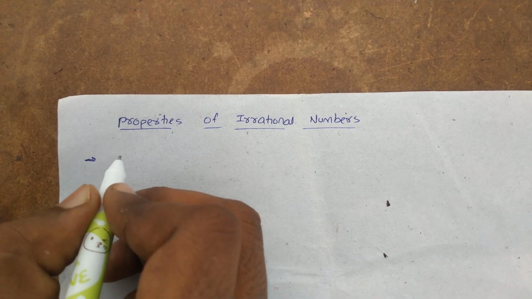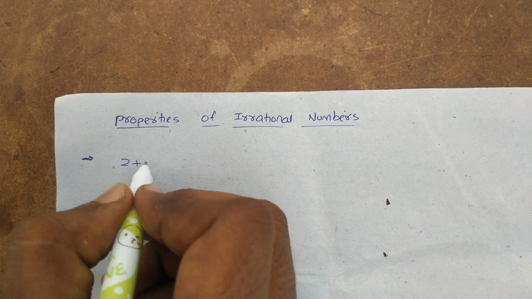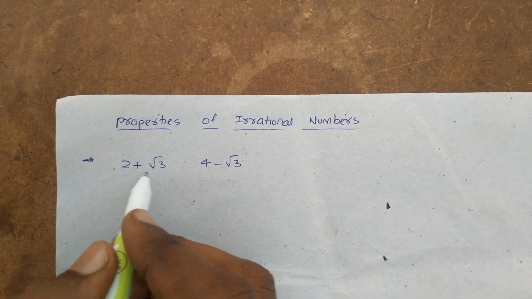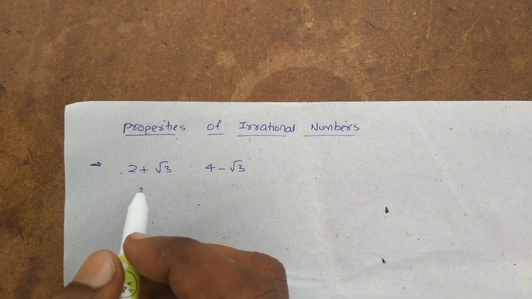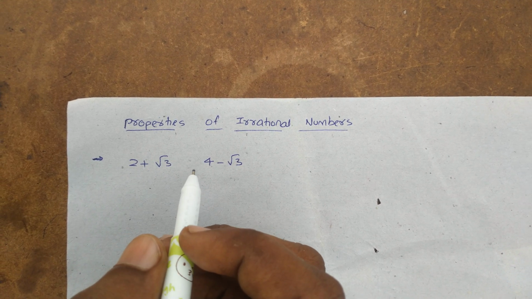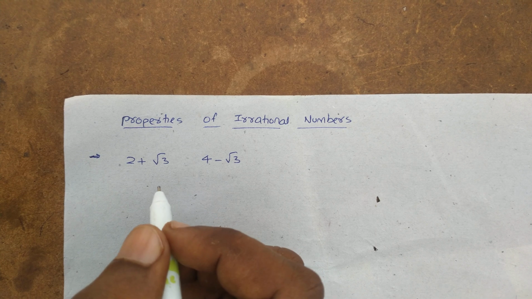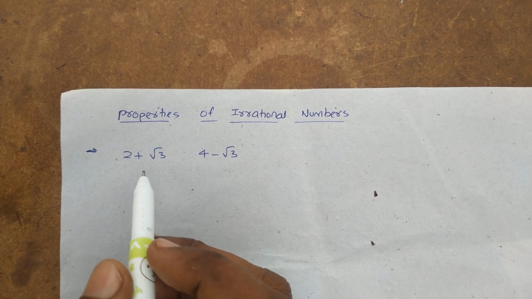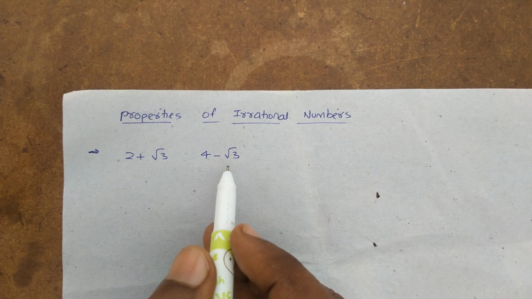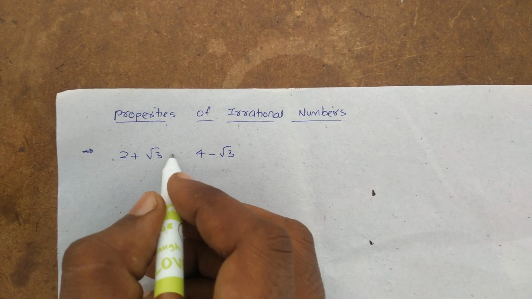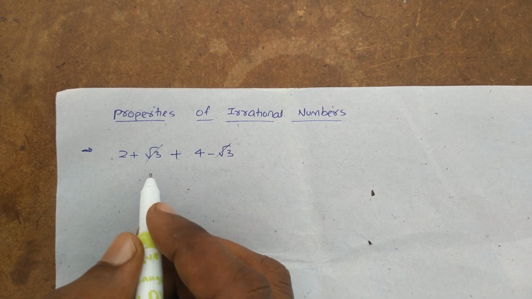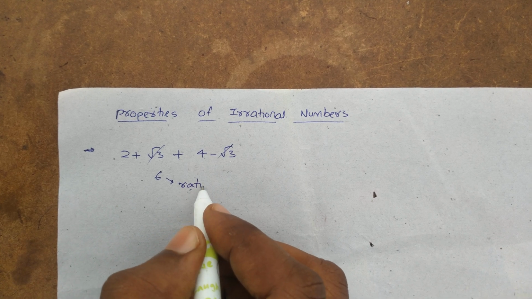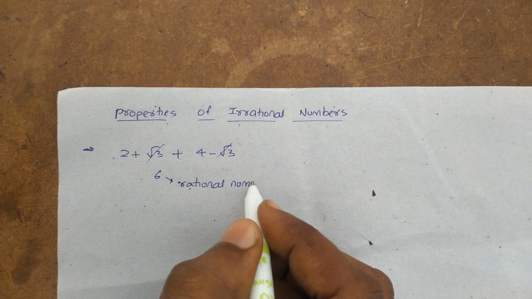You can see, I have taken one example, 2 plus root 3 and 4 minus root 3. 2 plus root 3 is an irrational number, right? 4 minus root 3 is also an irrational number. Clear? But if you add these two, one irrational number with another irrational number, you are going to get 2 plus 4, which is nothing but 6. It is a rational number.